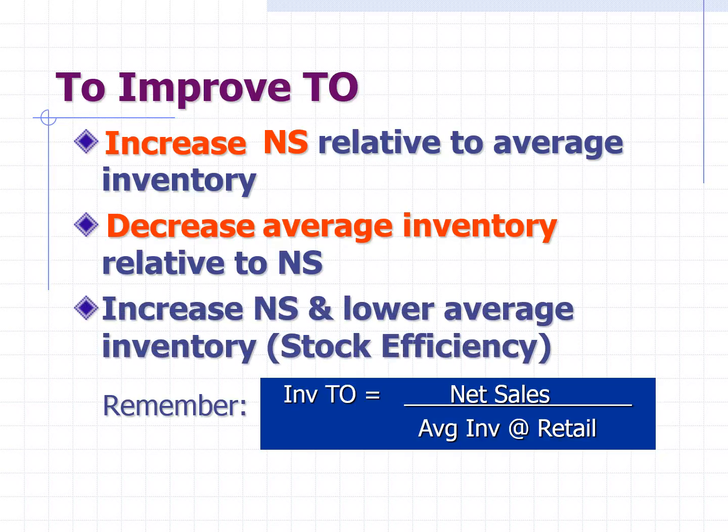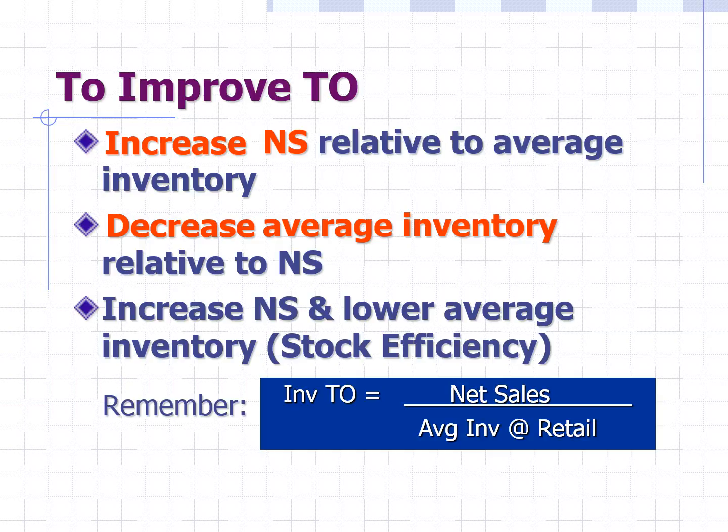Yes, that's right. We would like to increase net sales for a certain average inventory, relative to average inventory. We want to increase net sales so that we would increase turnover. Or we want to decrease average inventory relative to net sales, right? For the same net sales, we want to spend less on the average inventory, right? So if we increase net sales and lower average inventory, that gives us some more efficiency, right?